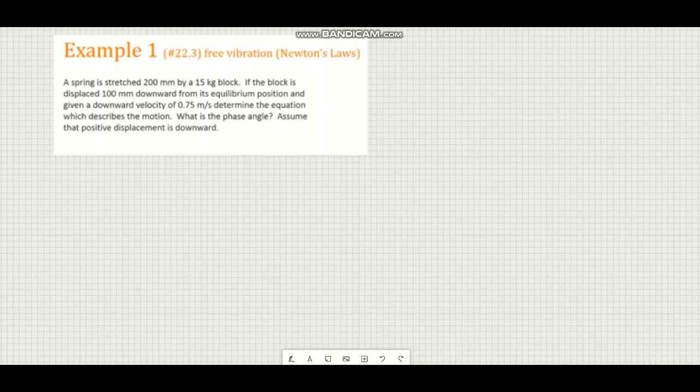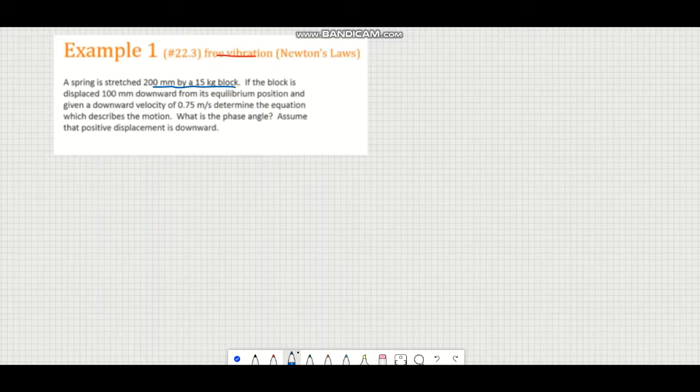This week we are gonna solve two questions of vibration. The first one is free vibration, and we are gonna use Newton's law. In this question, a spring is stretched 200 millimeters by a 15 kilogram block.